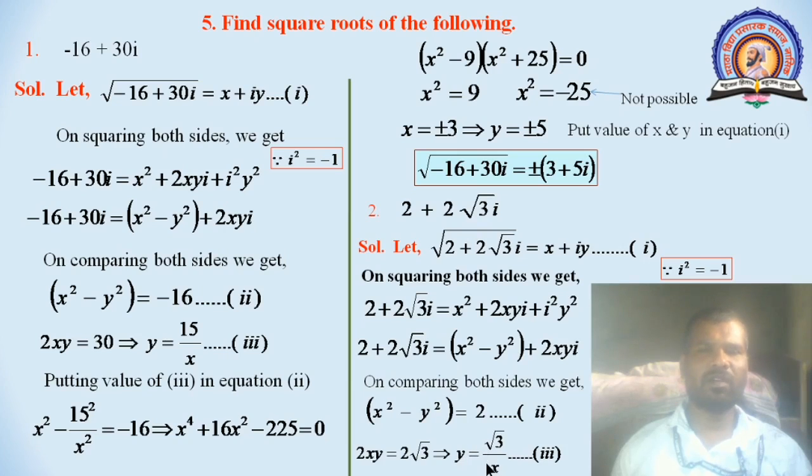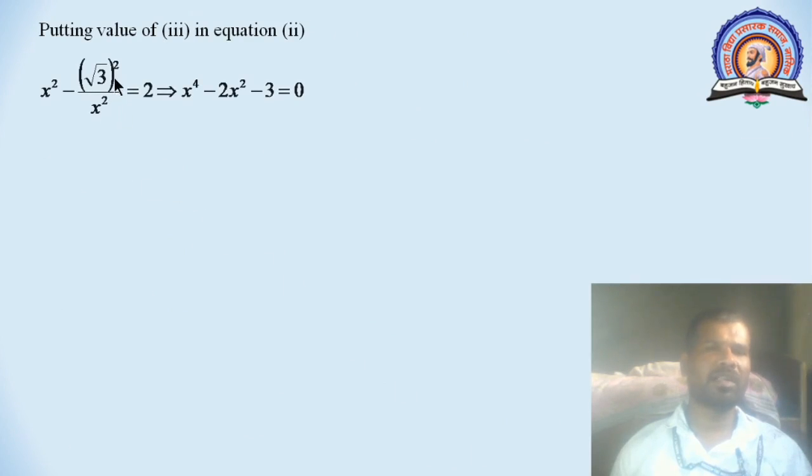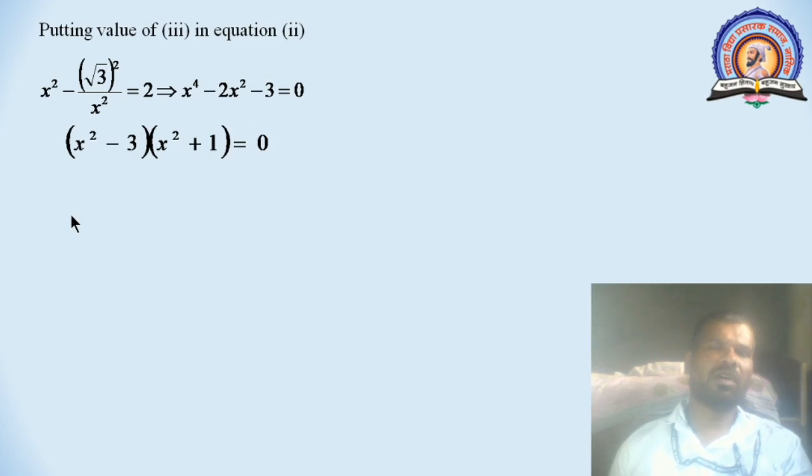Now put this value, y is equal to root 3 upon x, in equation number 2. We will get x square minus (root 3 upon x) whole square is equal to 2. Therefore, multiplying by x square each and every term, we will get x raised to 4 minus 2x square minus 3 is equal to 0. This is again a quadratic equation. On factorizing it, you will get (x square minus 3) into (x square plus 1) is equal to 0. You have x square is equal to 3 and x square is equal to minus 1.